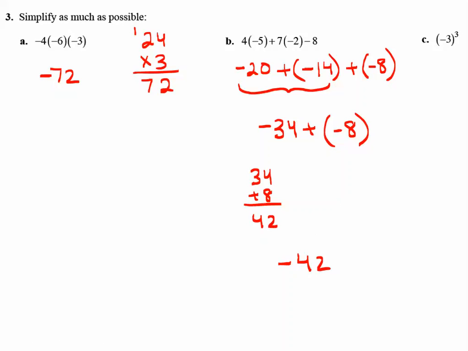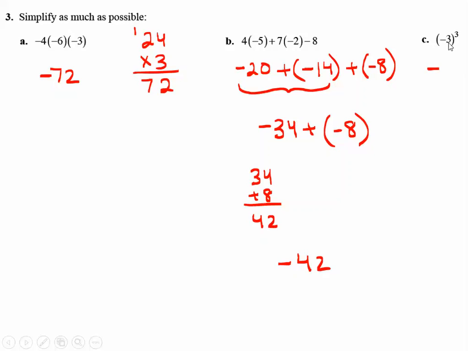Okay, and if you got this, you're doing good. So this one means negative 3 taken to the third power. So there's 3 negative 3's multiplying each other. And again, even or odd. Odd number of negatives, right? Because it can be a negative times a negative times a negative. So therefore the final answer will be a negative.